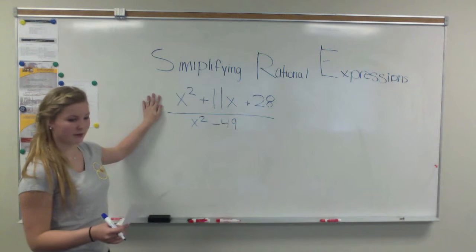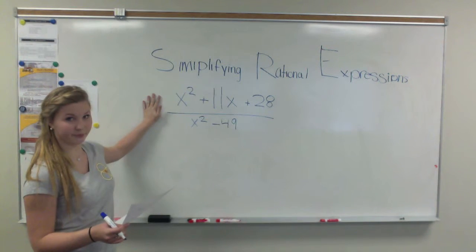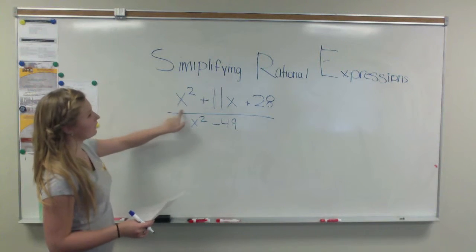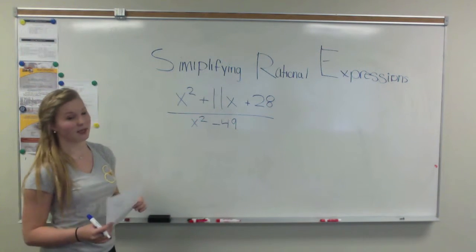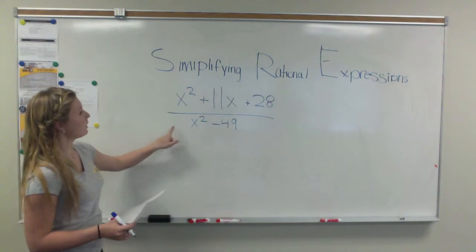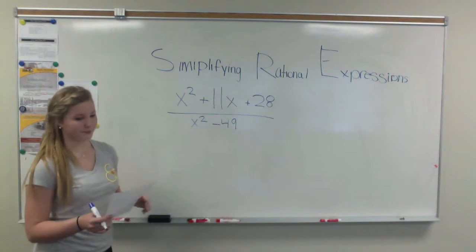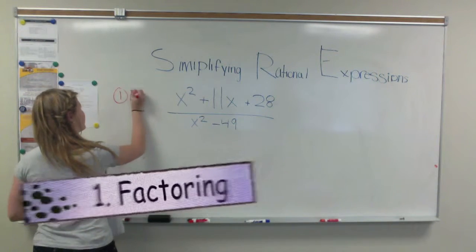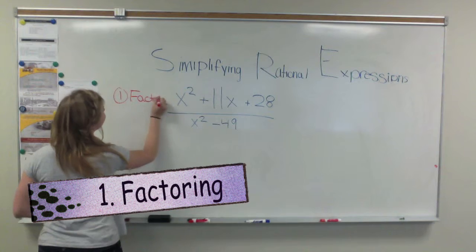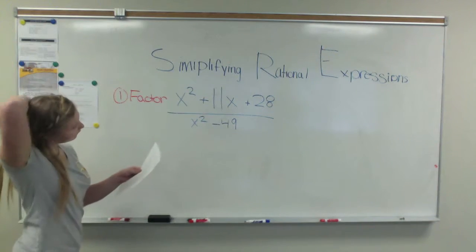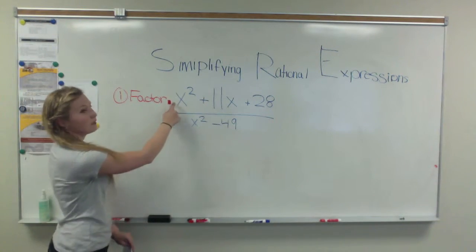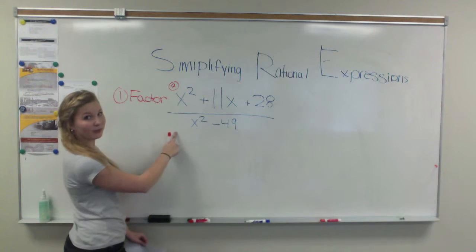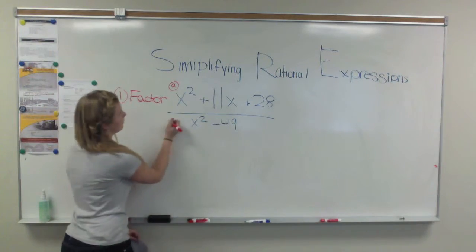Now this is our simple rational expression. The top, which is the numerator, has x squared plus 11x plus 28. The denominator is x squared minus 49. Now, we have step 1, which is factor, as I said before. We're going to factor the numerator first, and we're going to call it our a problem. And then we will factor the denominator, which we will call b.